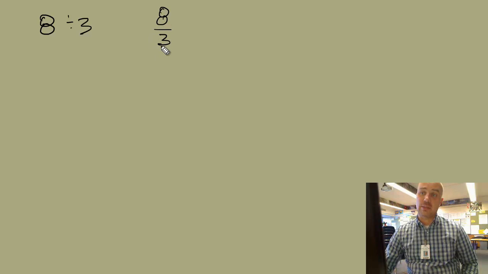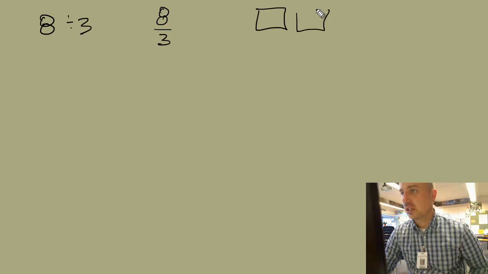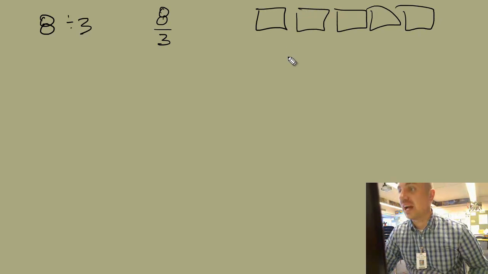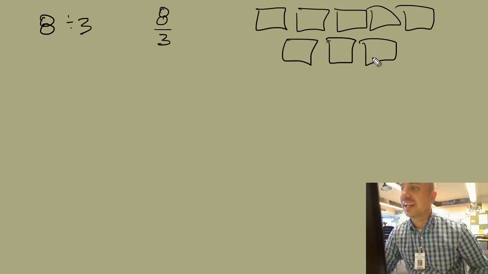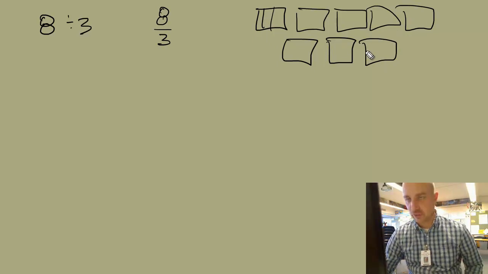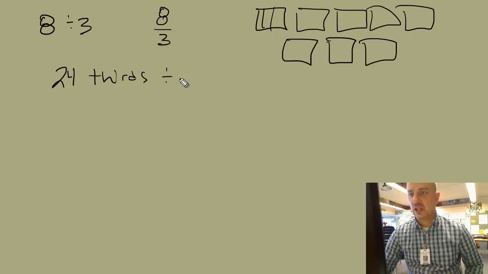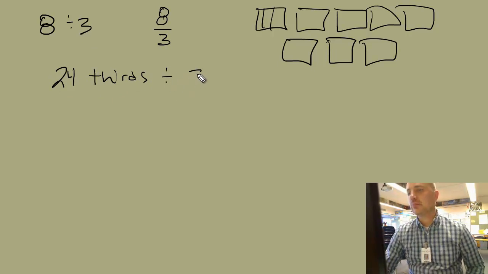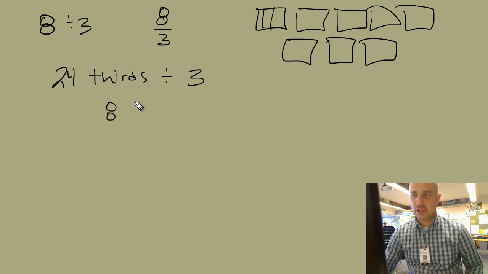And so now what I need to figure out is how many thirds are there in 8: 1, 2, 3, 4, 5, 6, 7, 8. This is probably the last time I want to draw all of that, because I know if I just split these up into thirds, right? 1, 2, 3. I'm going to have 24. Or I could just do 8 times 3. Anyways, that would give me 24 thirds, divided by 3 would equal 8 thirds in each group.